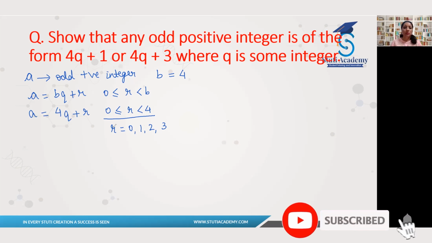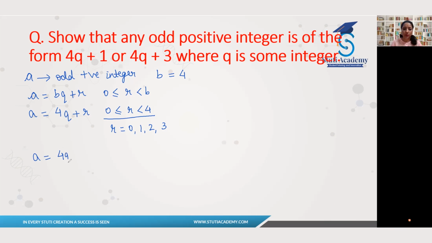So if I put r is equal to 0, I'm going to get a as 4q. In this case, 4 is an even number and q is any integer. So here 4q will become even. But we have taken a as an odd positive integer and we are getting 4q as even, which is same as a. So that's not possible. So we are going to rule out this possibility. So let's now take r is equal to 1. If I put r as 1 here, I'm going to get a is equal to 4q plus 1.